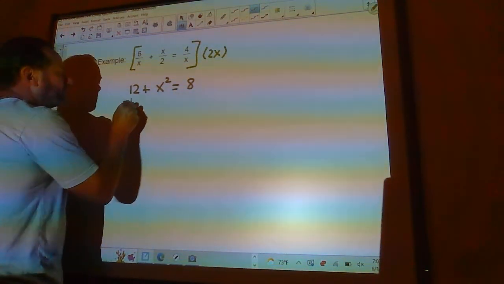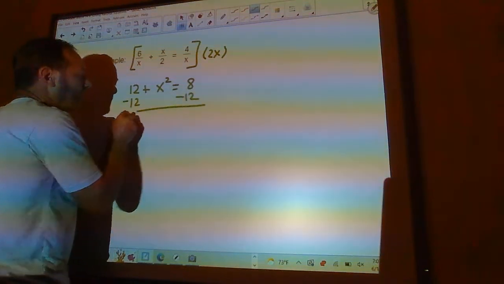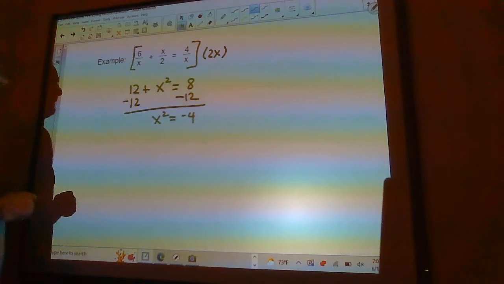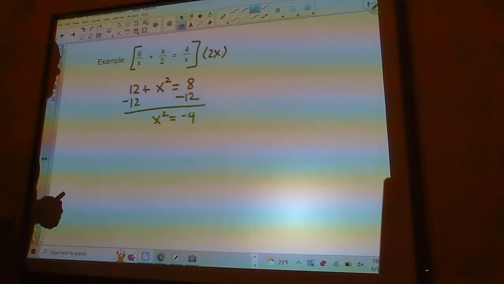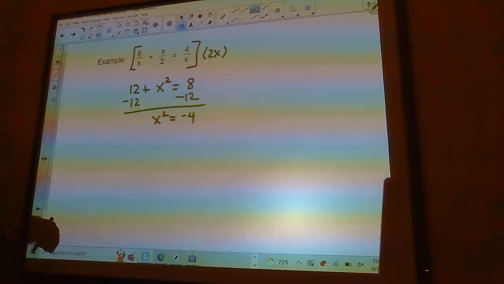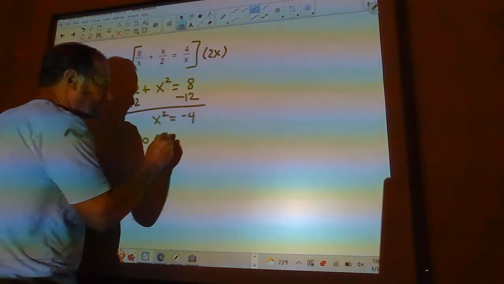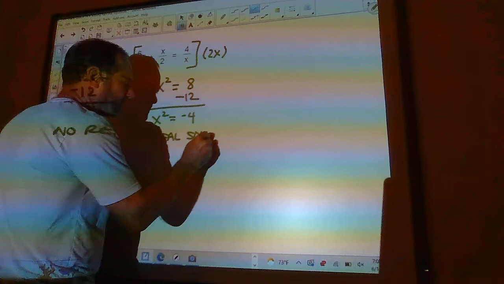Check this out, if I subtract 12 here, I get x squared is negative 4, and I can't square root that. So this does not have an answer. No real solution to this.